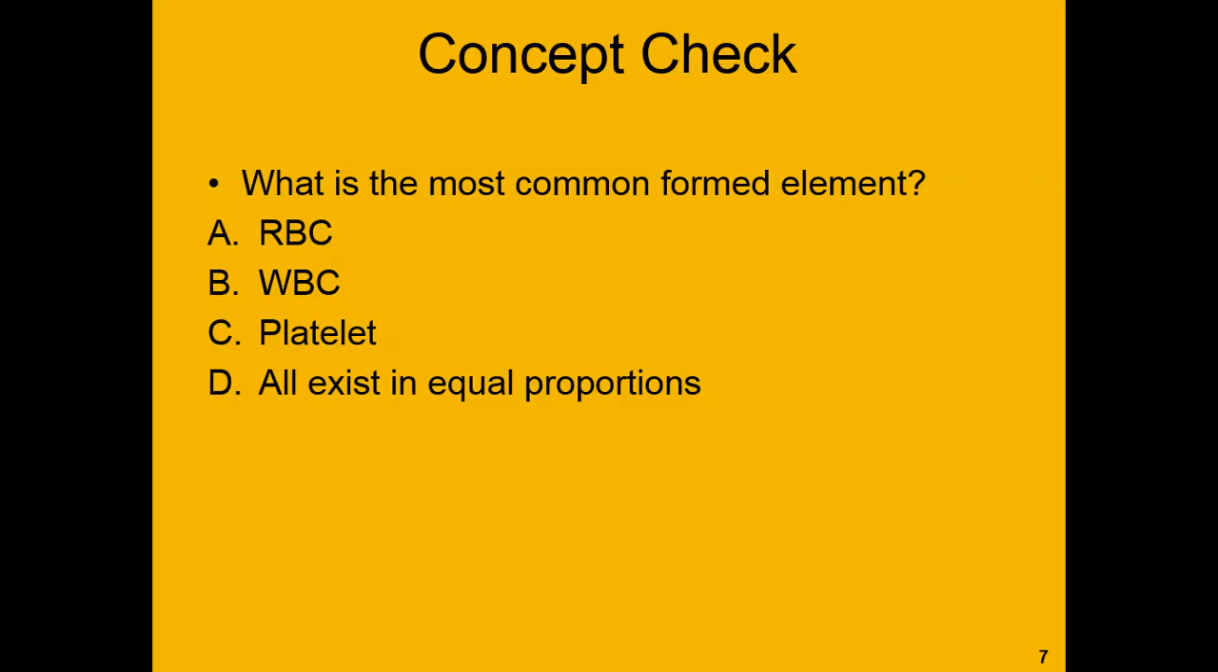5, 4, 3, 2, one. The correct answer is A, red blood cells. Red blood cells are by far the most common formed element in our bloodstream. That's why our blood is bright red or dark red.